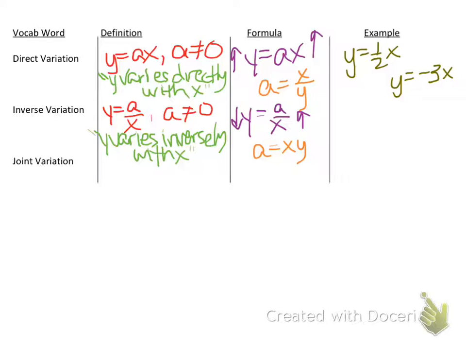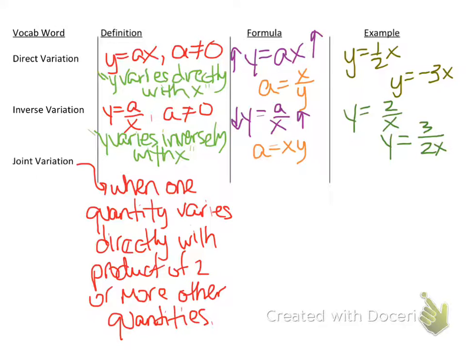And again, if we were to solve this for our constant of variation, that means when we take x times y, we would get the same value each time. An example of this would be y equals 2 over x, or y equals 3 over 2x.